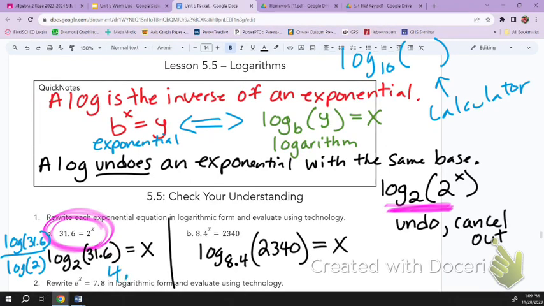I agree with you, but we haven't tried it. What's your answer for B? 0.27. Uh-oh. Did we do it wrong? Log of 2,340 divided by log of 8.4. Oh no, who told me 0.27? It should be this. That's what we should get. Is that what you got? Okay, that looks better.